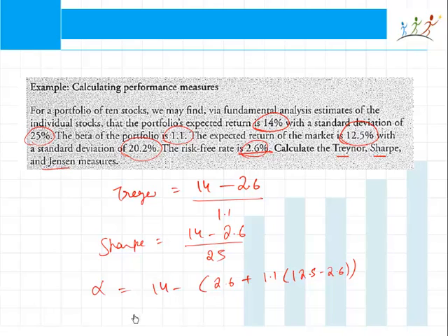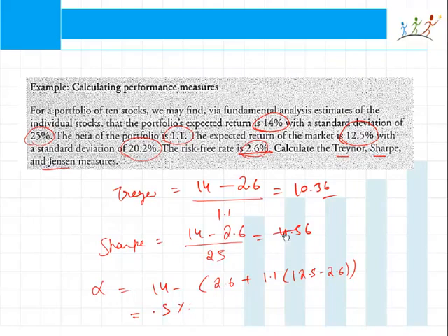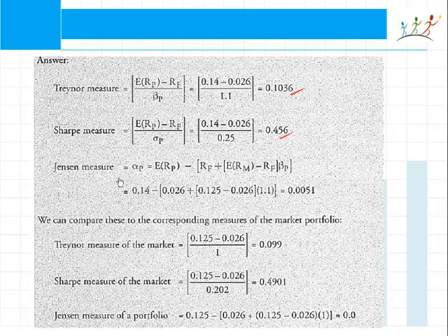So alpha comes out to be 0.5%. Sharpe ratio comes out to be 4.56 and the Treynor ratio comes out to be 10.36. You can verify. You know the Sharpe ratio will come out to be 0.456. The Jensen's alpha is 0.5%.